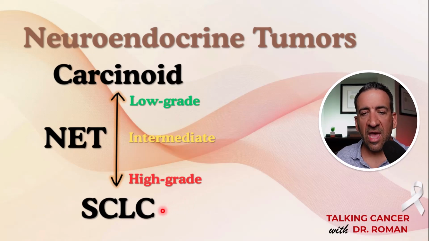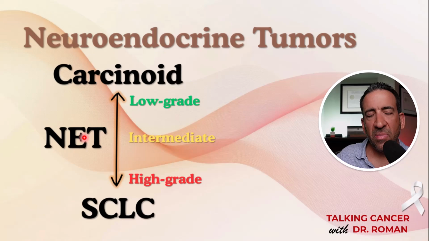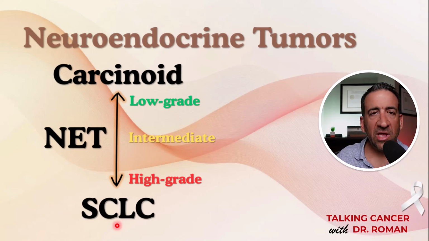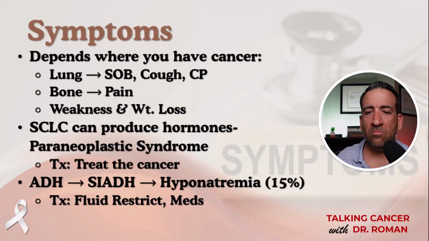So just a quick recap. If the neuroendocrine tumor is very well differentiated, it's a carcinoid. As it becomes a little more aggressive, it becomes low grade, intermediate grade, high grade, and a small cell carcinoma. Small cell carcinoma being the most aggressive variant of a neuroendocrine tumor. It's as simple as that, okay? So let's move on. Again, patients, you don't need to know that, all right?